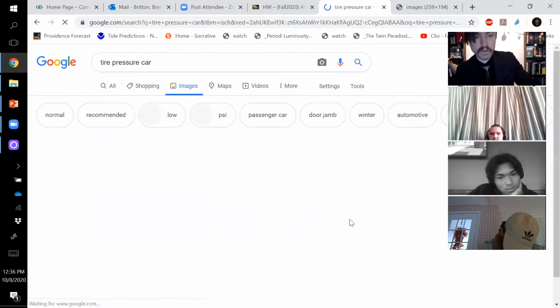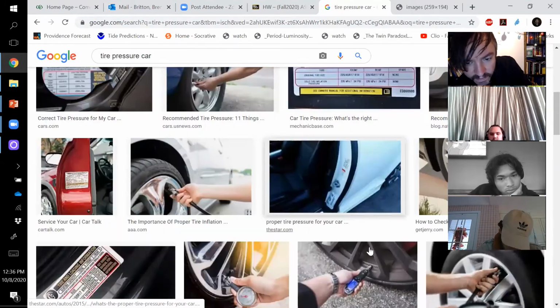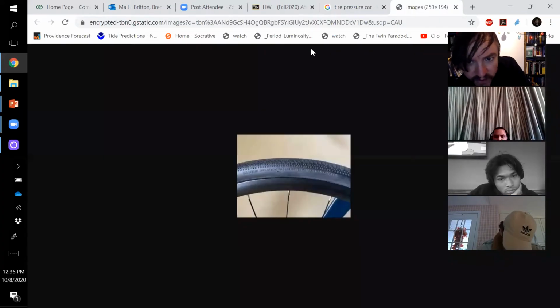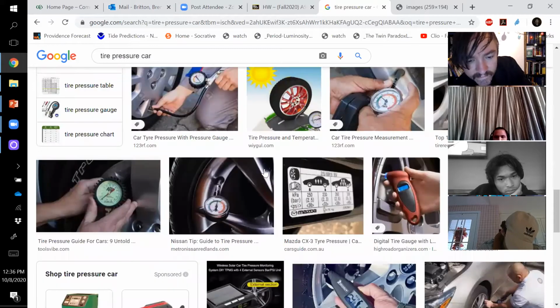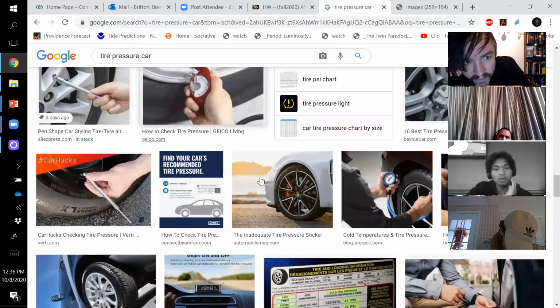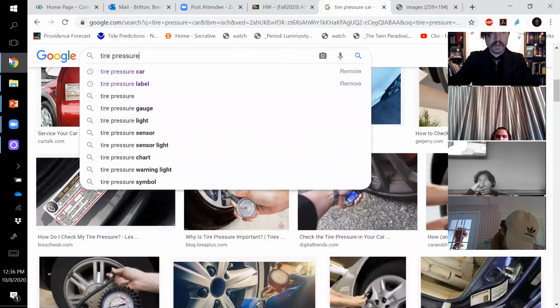I want to see if we can find a picture of a car tire that has a pressure label on it. I have a picture somewhere. Here's a bicycle one. Oh shoot, that picture is small. I have one in my list of images, but I have images scattered everywhere. Tire pressure car.